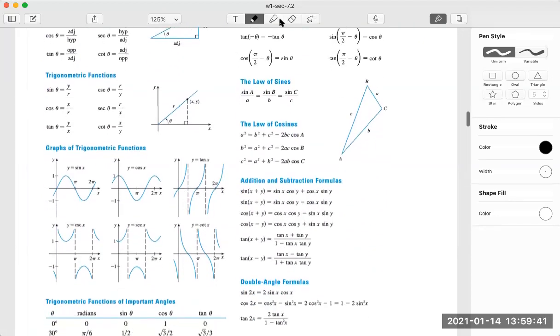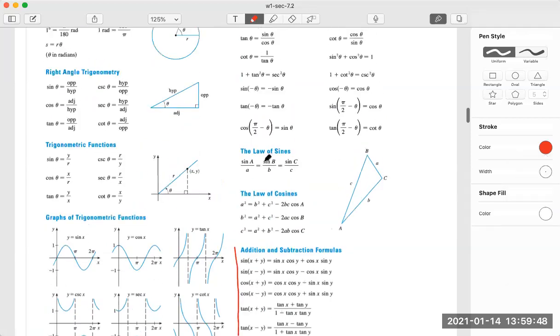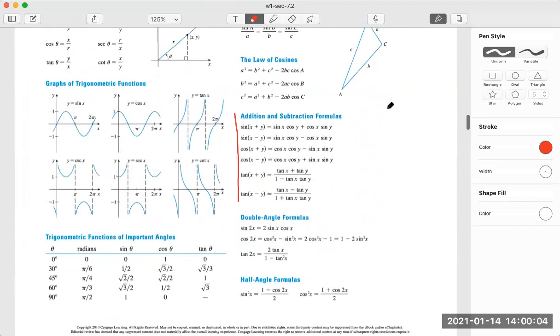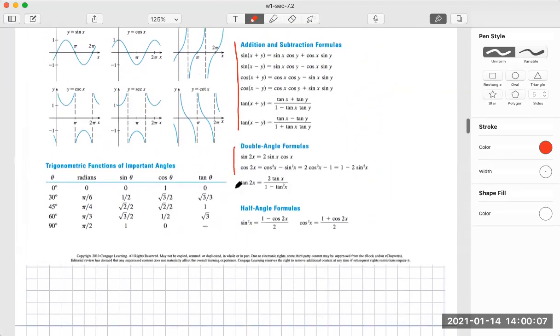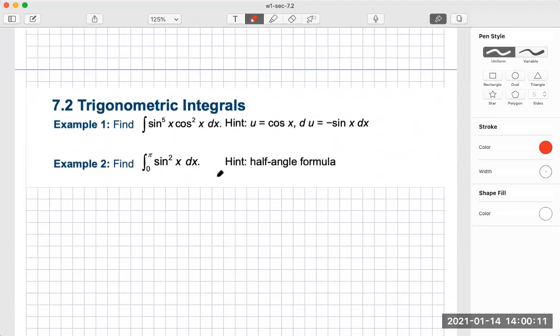In this section, we will apply these properties and identities, like the identity cosine squared plus sine squared gives us 1 for any angle. We'll discuss more when we see the problems. Let us try to solve example 1 first.